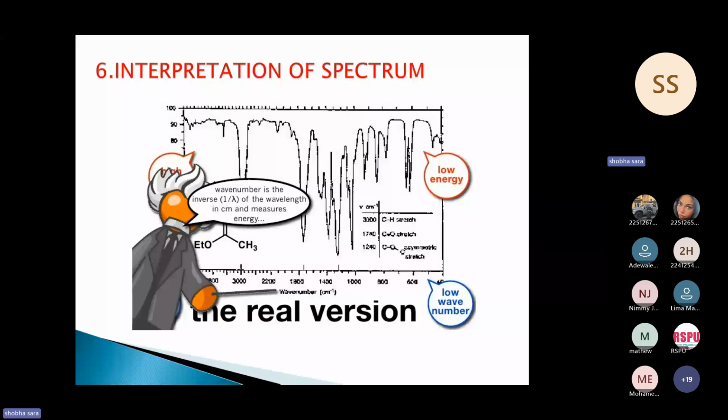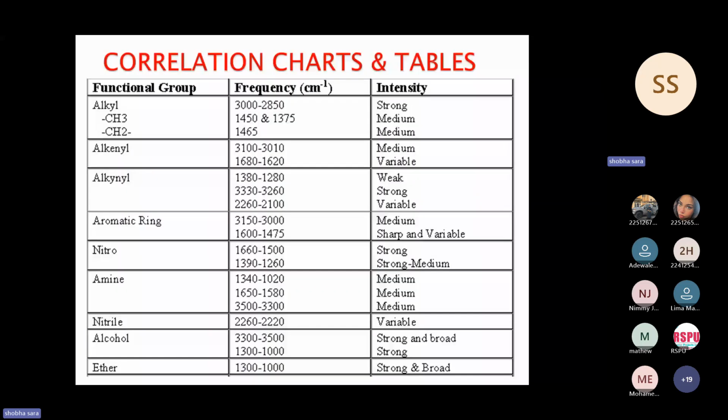This is a correlation chart, or the table. It is available online. When you get a spectrum in your hand and you suspect the presence of certain bonds, you can compare with this. Here, they have mentioned which groups absorb at what frequencies.